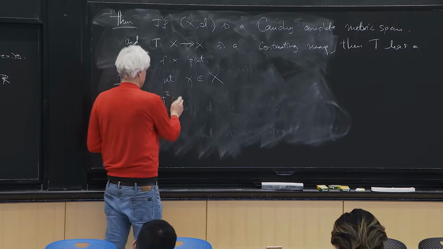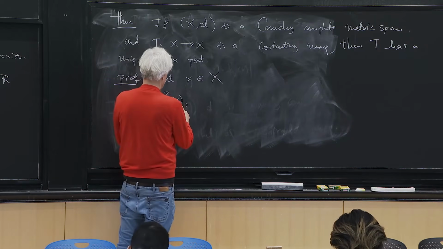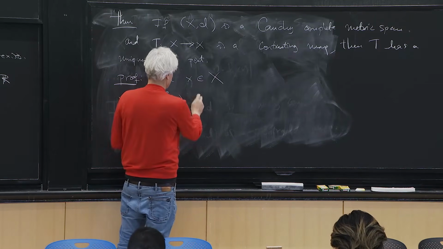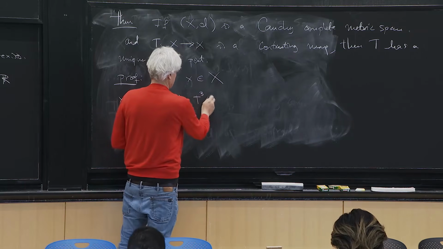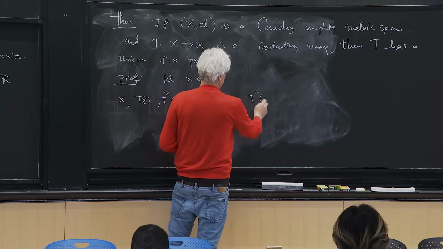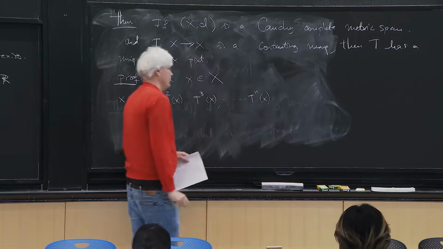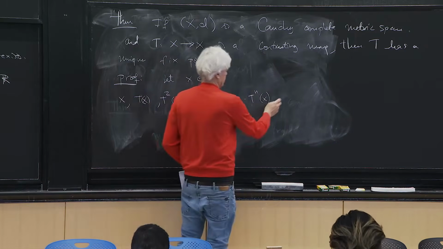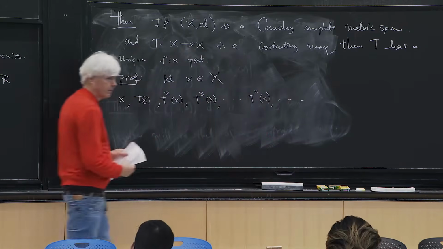So this I write like this. And then you apply T to T squared of X. So that's written like this. And so you keep applying T more and more times. Right, and so this gives you a sequence, and so on. So this gives you a sequence, okay?